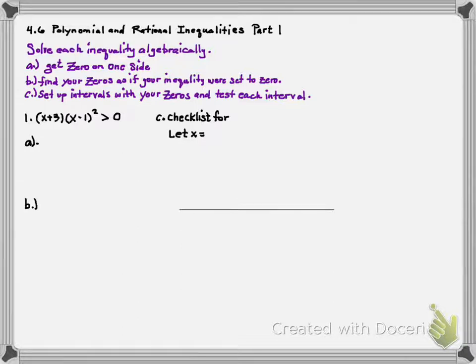For number 1, we have (x + 3)(x - 1)² > 0. This is an inequality, with the greater than symbol. We're going to go through this checklist. Part A, we get 0 on one side of the inequality, and notice that it's already done. The 0 is all by itself on the right-hand side, so there's nothing to do for part A.